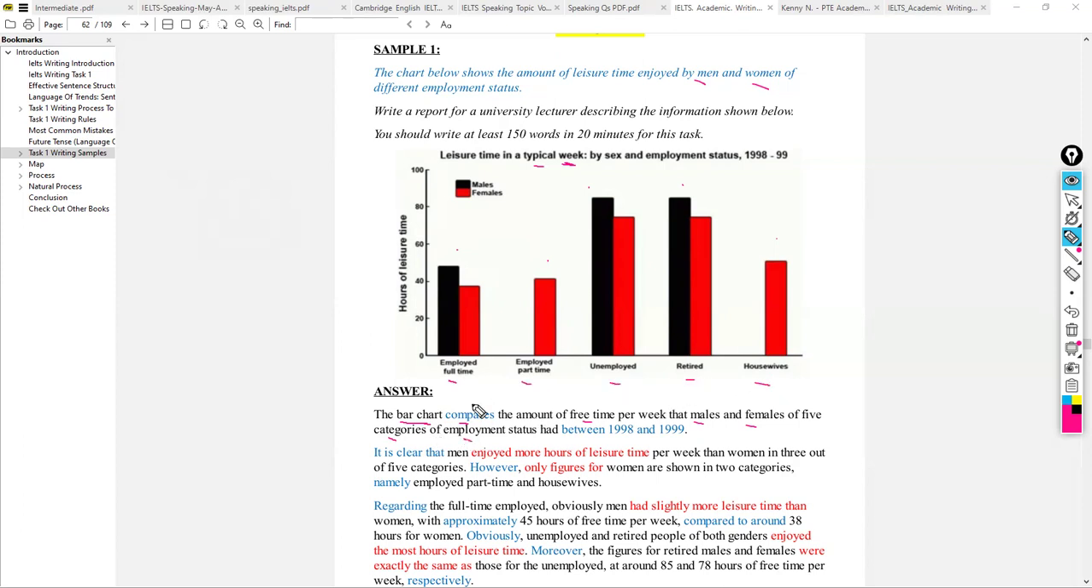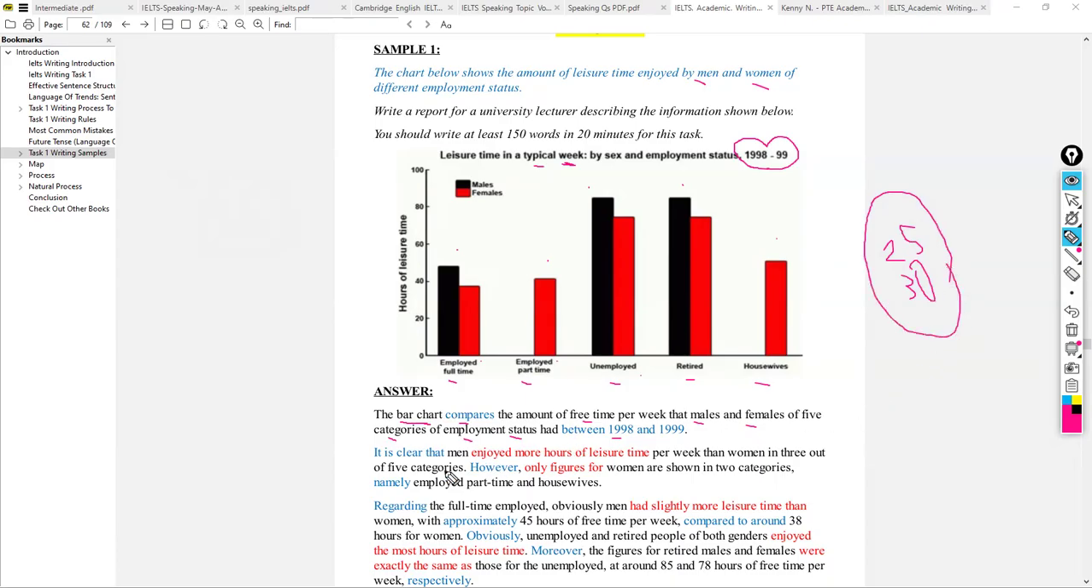Of employment. Notice employment, employment, employment. All of them are talking about employment status between these two dates, 1998 and 1999. So notice how I mentioned the general information first. I can do it in one or two sentences or one or two small paragraphs. It is enough because you still have, as we said, 25 to 30 seconds to go into details.